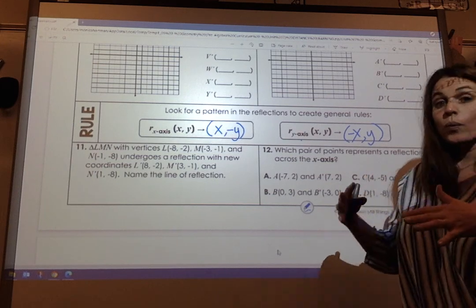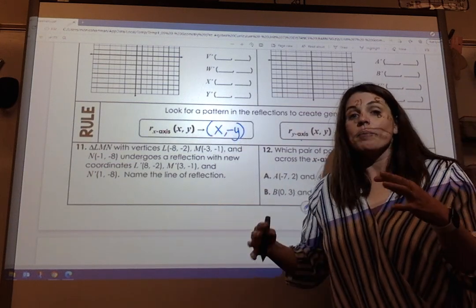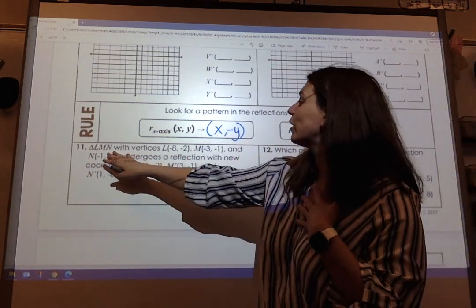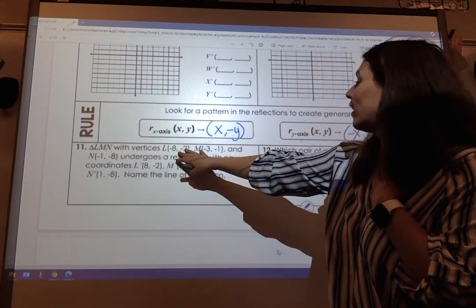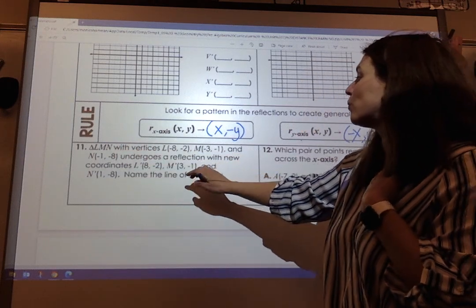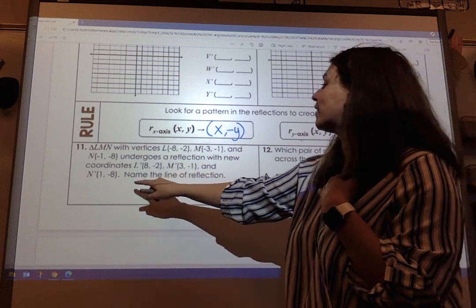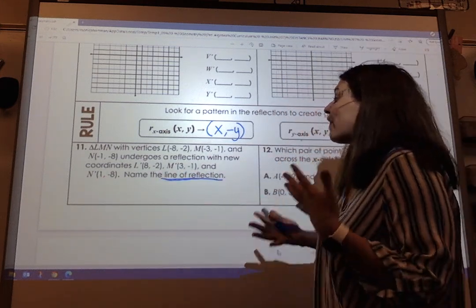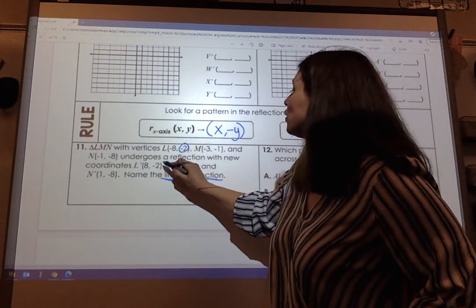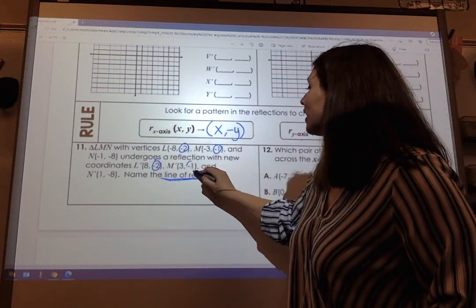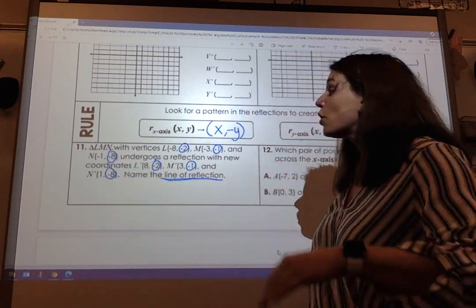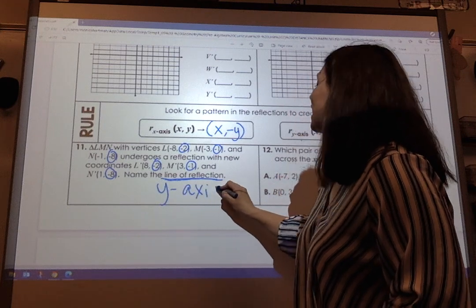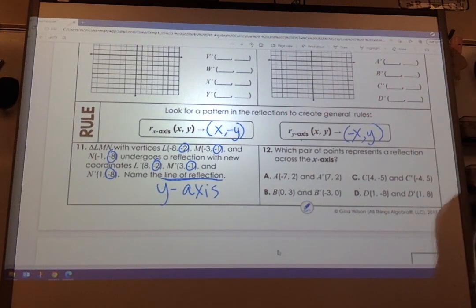So we don't have to graph them per se, but we can always just kind of look at that information and look for the pattern. So if you look here, here's my triangle LMN, and it undergoes a reflection with the coordinates 8, -2, 3, -1, and 1, -8. What is the line of reflection? Well, which value is not changing? -2, -2, -1, -1, -8, -8. So my y value is not changing, so it's reflected across the y-axis. Okay, that's how we figure that one out.